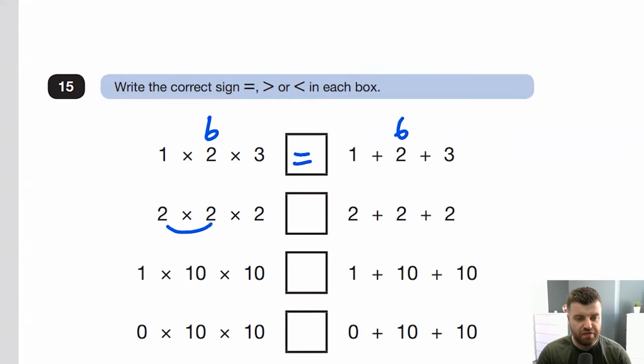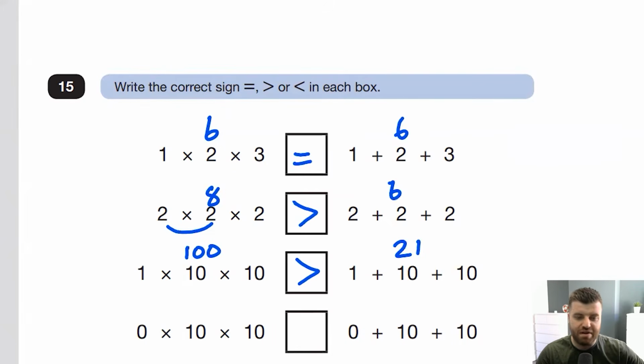2 times 2 is 4, times 2 again is 8. 2 plus 2 plus 2 is 6. Therefore, this side is greater than. 1 times 10 times 10, that's going to be 100. 1 plus 10 plus 10 is 21. Same symbol as before, the left-hand side is greater.